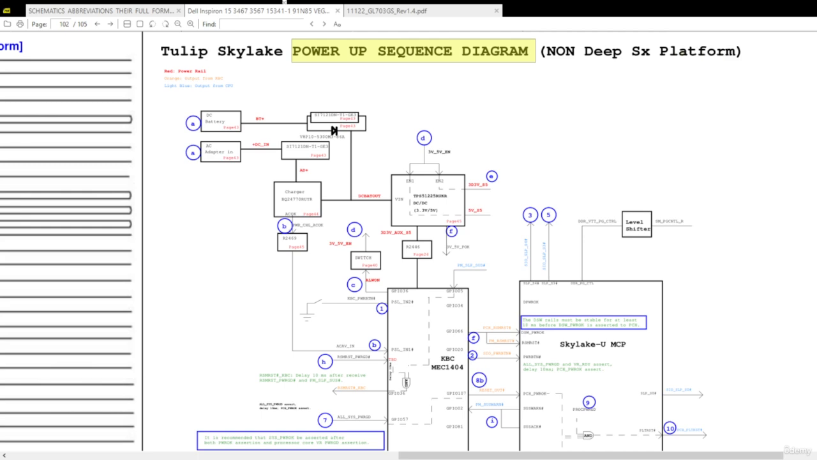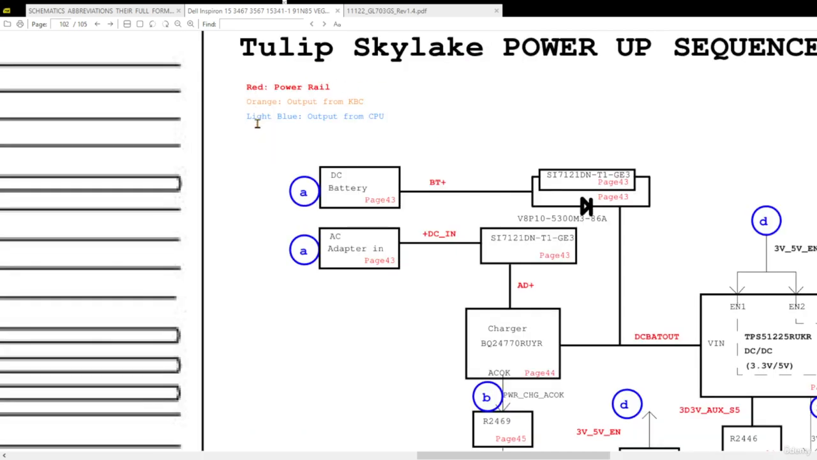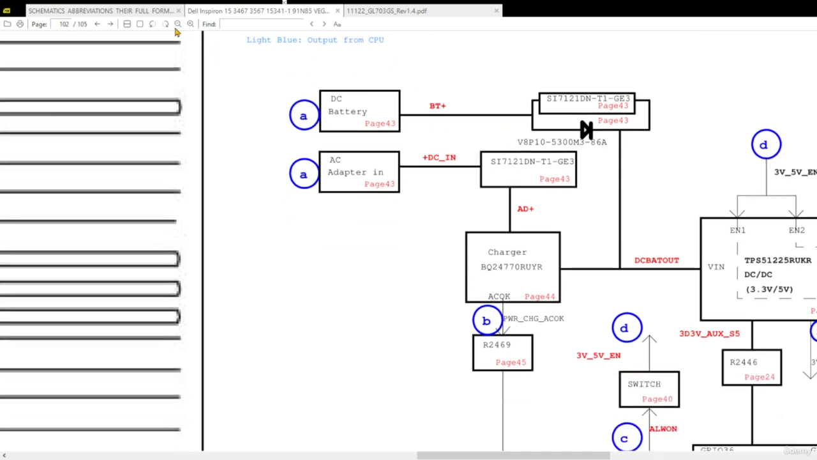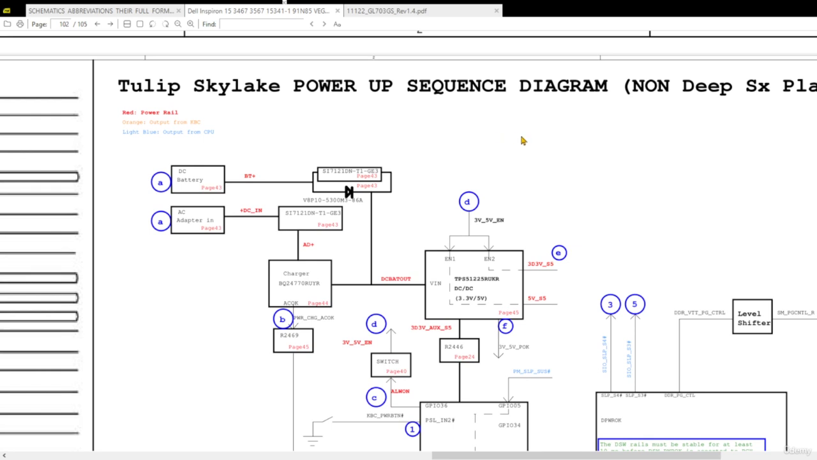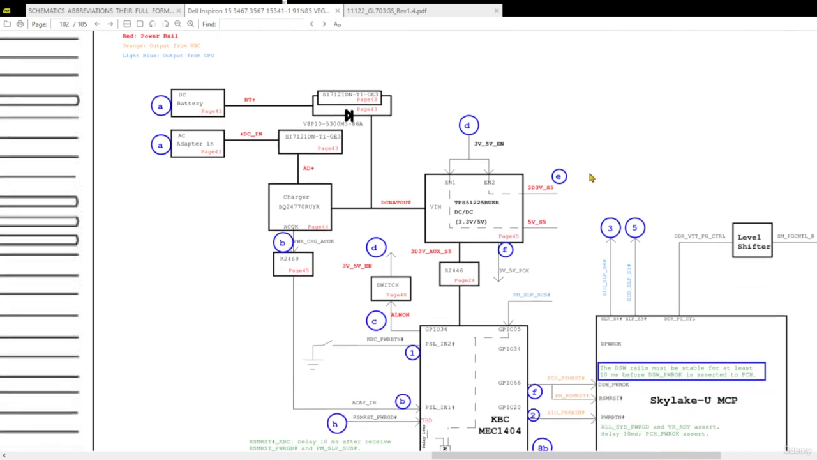Now, as you can see here, at the corner we have these colors: red, which means power rail; orange, which means output from KBC, these are signals; and light blue means output from CPUs. These power up sequence diagrams explain the steps that a motherboard takes to power on. Basically this explains step by step what the computer does from the moment you plug in your charger, to the moment you press your button, to the moment the laptop displays on the screen.